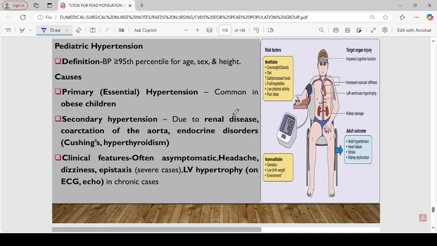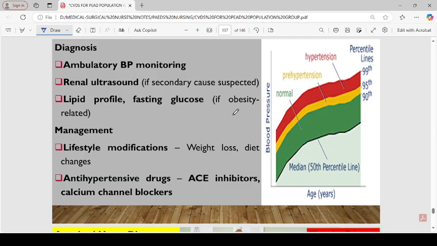So this is defined as greater than or equal to 95th percentile for age, sex, and height. So we could have essential, which is common in obese children, or secondary, which could be due to a renal disease, coarctation of aorta, or endocrine disorders like Cushing syndrome or hyperthyroidism. All right. So the best diagnosis we could do ambulatory BP monitoring, renal ultrasound if secondary cause is suspected, lipid profile and fasting sugar if they are obese.